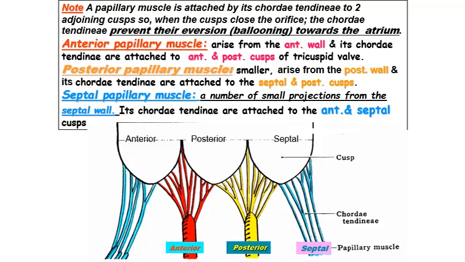So the anterior papillary muscle, which arises from the anterior wall, its chorda tendini are attached to the anterior and posterior cusps. The posterior papillary muscle, which is smaller and arises from the posterior wall of the ventricle, its chorda tendini are attached to the septal and posterior cusps of the tricuspid valve. Whereas the septal papillary muscle, these are a number of small projections from the septal wall, the chorda tendini of which are attached to the anterior and septal cusps.